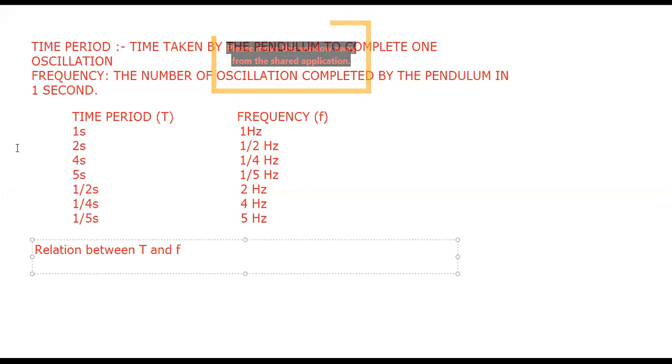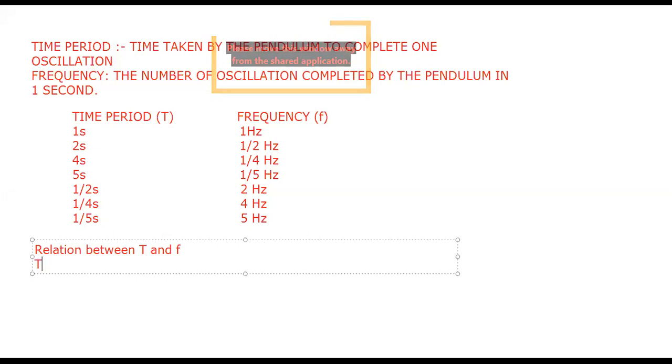Very good. So what is the relation between T and F? To understand the relation between time period and frequency, look at it. See, this is 2, so this is 1 upon 2. This is 4, this is 1 upon 4. This is 5, this is 1 upon 5. The frequency is 2, so time period is 1 by 2. Frequency is 4, so time period is 1 by 4. Frequency is 5, so time period is 1 by 5. They are inversely proportional to each other.